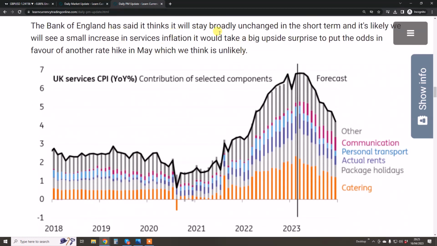The Bank of England said it thinks inflation will stay broadly unchanged in the short term. If it does, they will use that as an excuse also to hold rates. You might see a little bit of an increase in services inflation, but we think it will take a big upside surprise to put the odds in favour of another rate hike in May. We think that's unlikely. You can see the chart here with services inflation easing back.